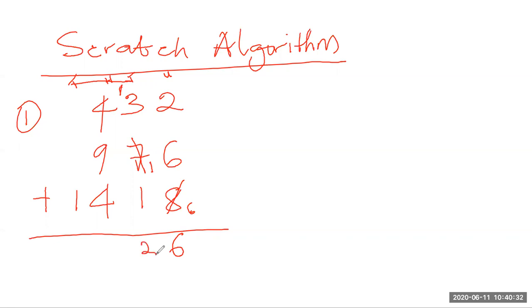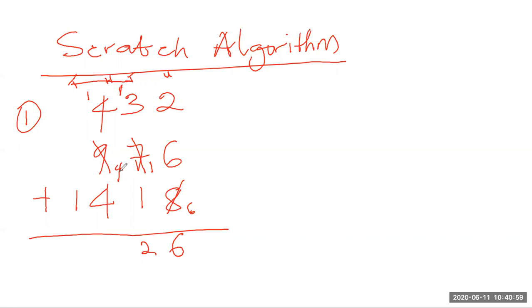Now, because in this column we did 1 crossing, we'll move that single cross right here. So we'll do 1 plus 4, which is 5. 5 plus 9 will give us 14. So we will cross this because that made a 10 and write the 4 right here.